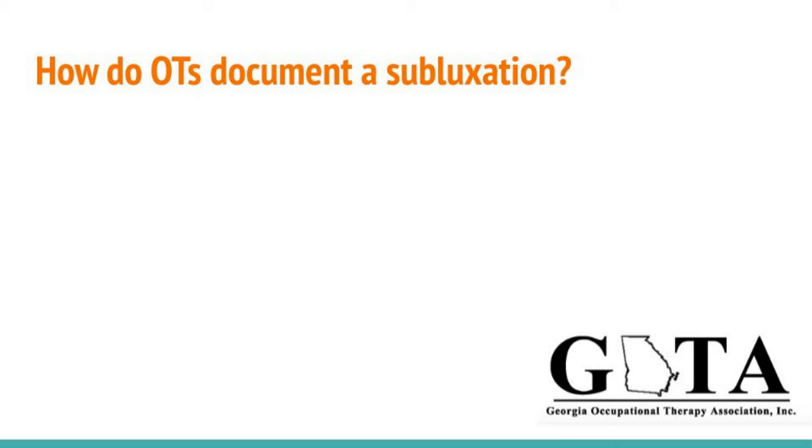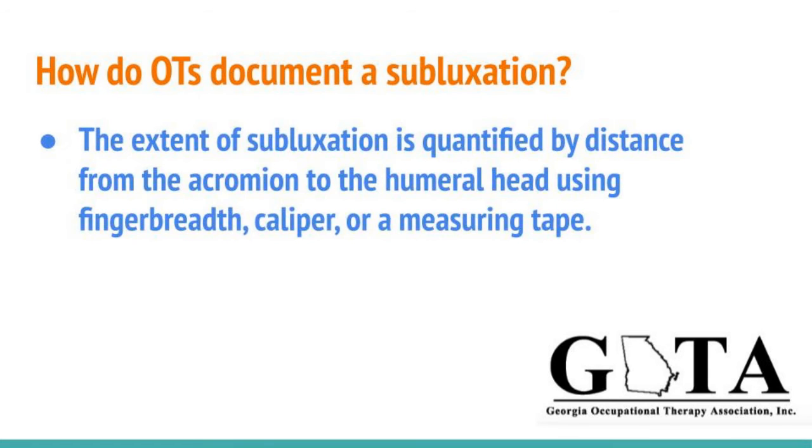How do OTs document a subluxation? The extent of subluxation is quantified by distance from the acromion to the humeral head using finger breadth, caliper, or a measuring tape.